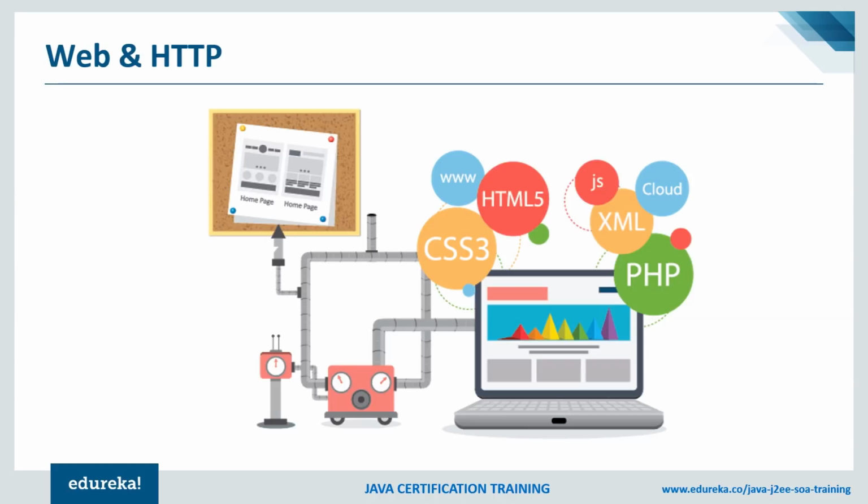So what is web application? A website is a collection of static files, that is HTML pages, images, graphics, etc. And a web application is a website with dynamic functionality on the server. You can say Google, Facebook, Twitter, all these are examples of web applications.